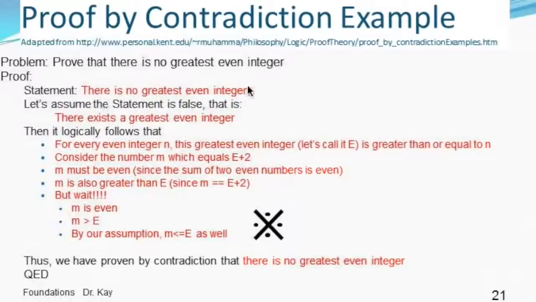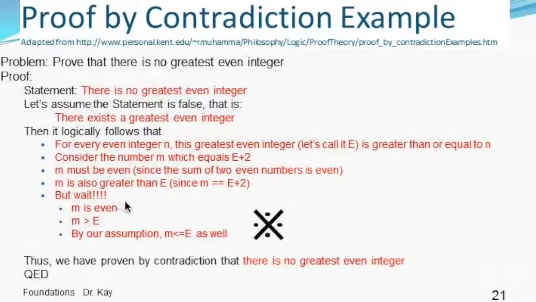So you say my statement, there is no greatest even integer. And then I write, let's assume the statement is false. That is, there exists a greatest even integer. Then it logically follows that, right? And here's my proof. So for every even integer n, there must be some greatest even integer, so we're going to call it e, must be greater than or equal to n. And now let's think about the number that I'm just going to call m, which equals e plus 2. Well, m has to be even since the sum of two even numbers is even. m must also be greater than e since m is the same as e plus 2.